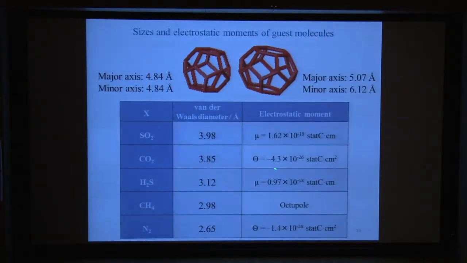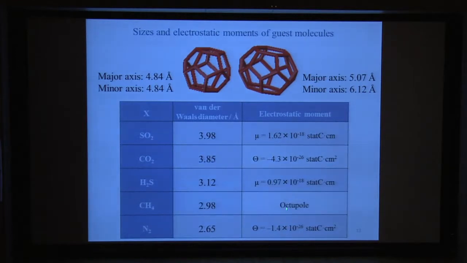So here are some of the characteristics of the molecules in terms of the van der Waals diameter of the molecules. And these are the large and small cages that we're going to put the molecules in for structure 1. The small cages are roughly spherical or quasi-spherical. They have major and minor axes equal, 4.84 angstroms. The large cages are oblate, and they have larger, these are switched around. The diameters of the different guests are shown here. So the guests have different sizes, so we're putting the guests of different sizes into different size cages.